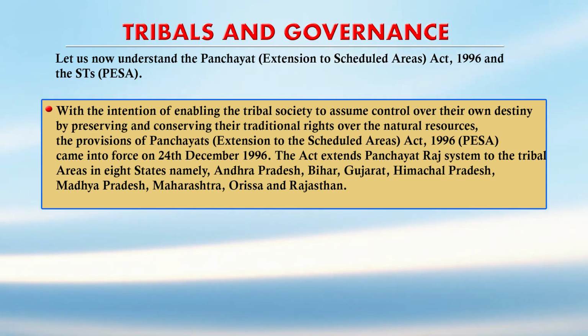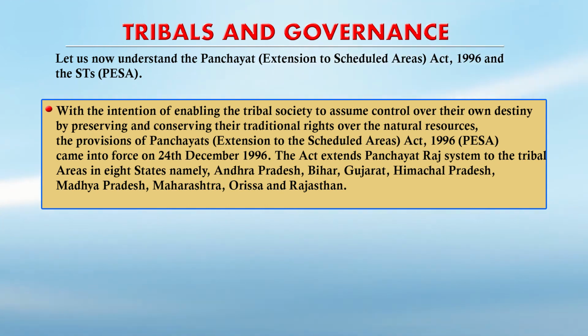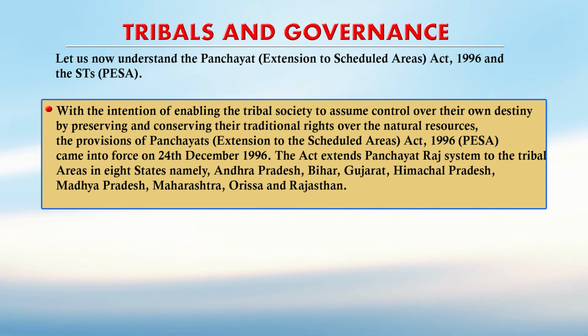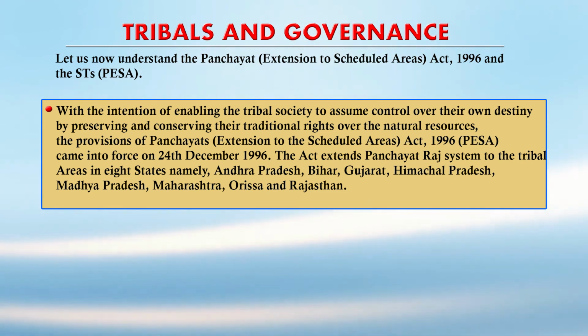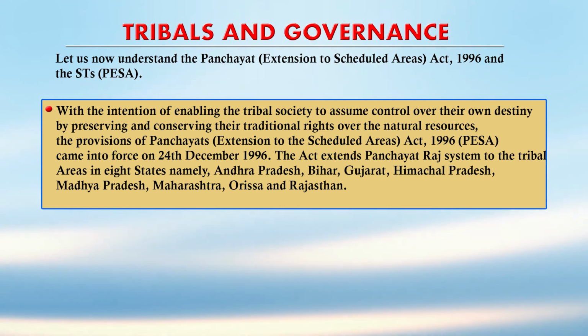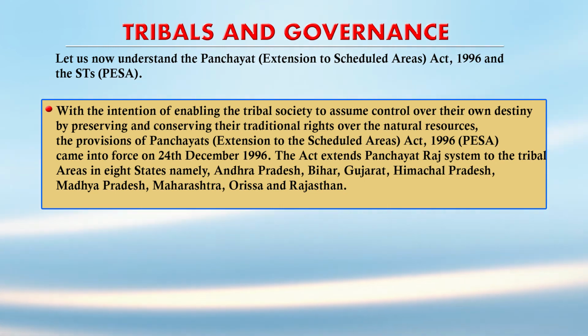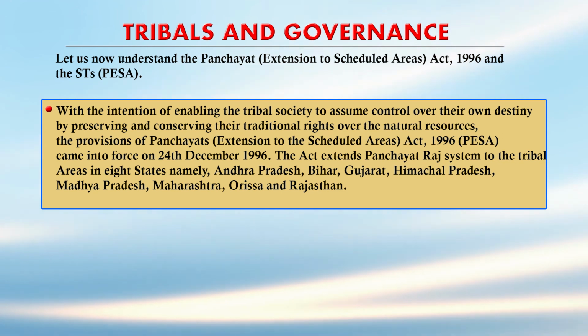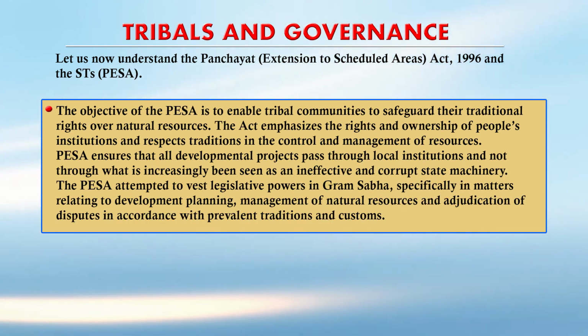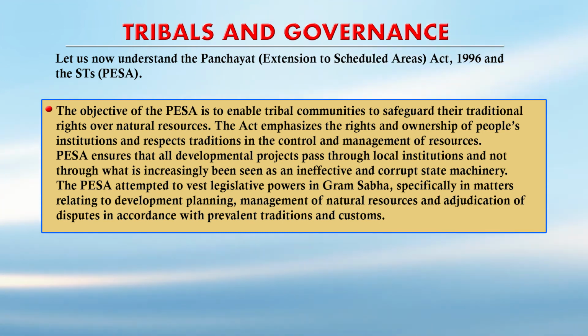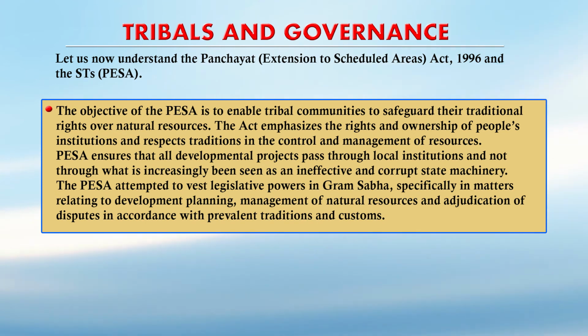on 24 December 1996. The Act extends the Panchayati Raj system to the tribal areas in 8 states, namely Andhra Pradesh, Bihar, Gujarat, Himachal Pradesh, Madhya Pradesh, Maharashtra, Odisha, and Rajasthan. The objective of PESA is to enable tribal communities to safeguard their traditional rights over natural resources.